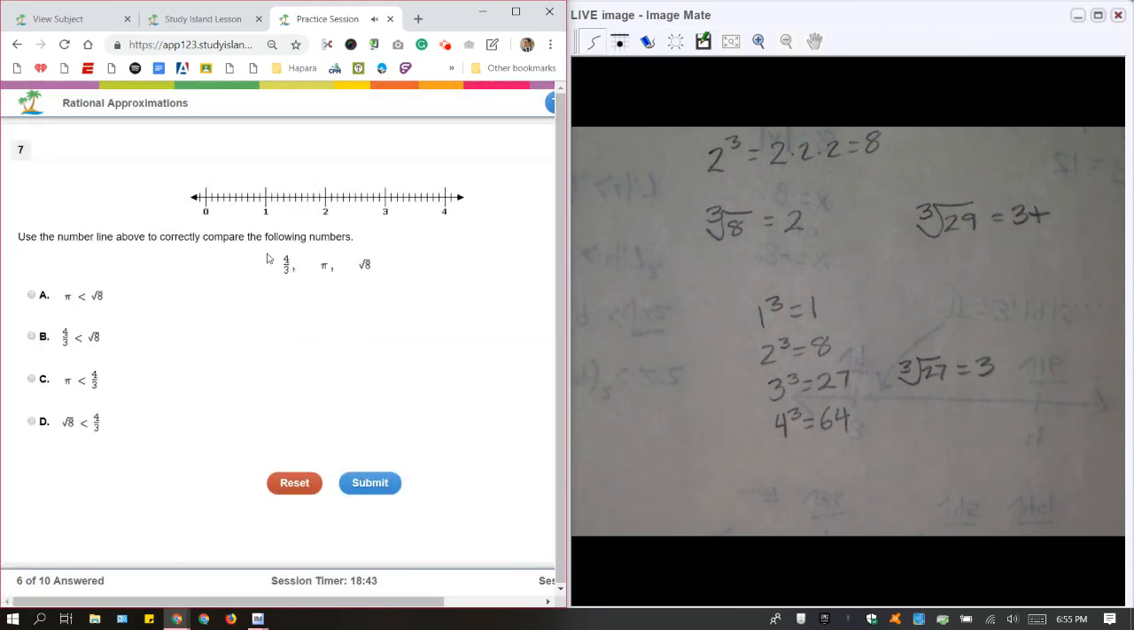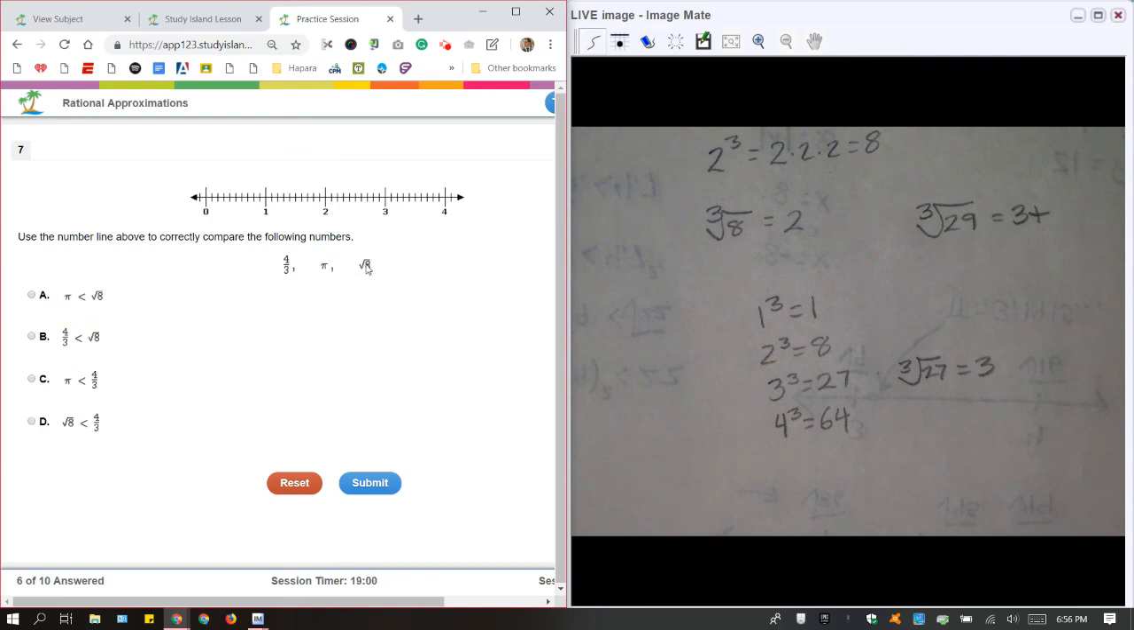Using the number line above, correctly compare the following numbers. 4/3, well, that's more than 1 but less than 2, because 6/3 would be equal to 2. It's 1 and 1/3, so it's part of the way from 1 to 2. Pi is a little bit more than 3, so that's over there.